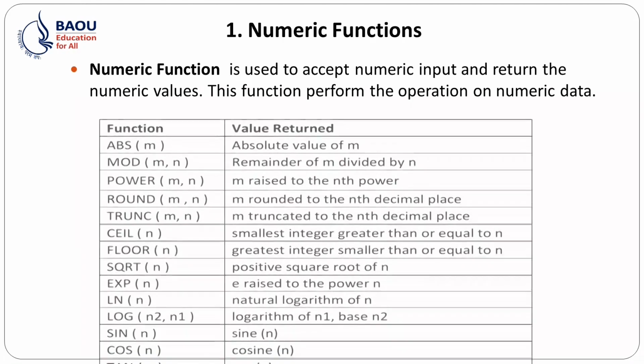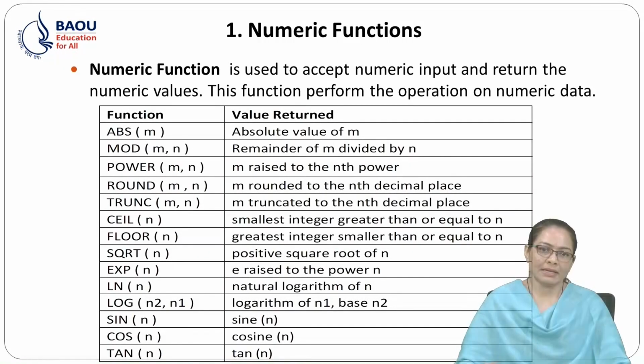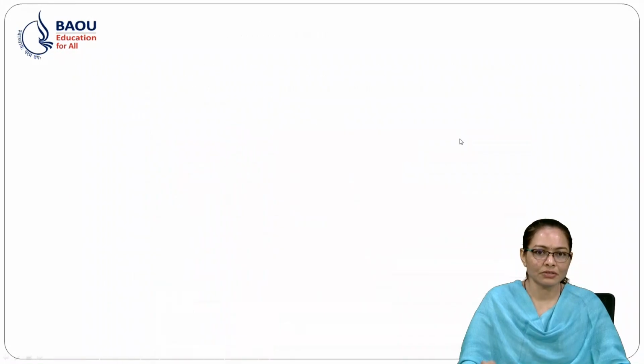See, the table shows the functions. Here, all the functions are given. These functions are used on numeric data. First is the absolute function. This is used for the absolute value of a number. Mod, see, these are the explanations of these functions. Okay. Now, these functions are learned using examples.